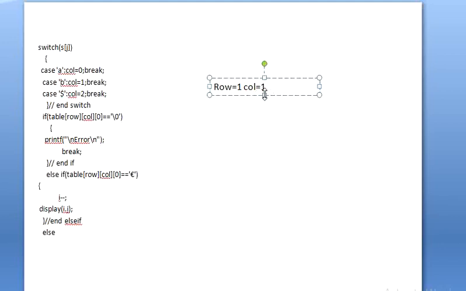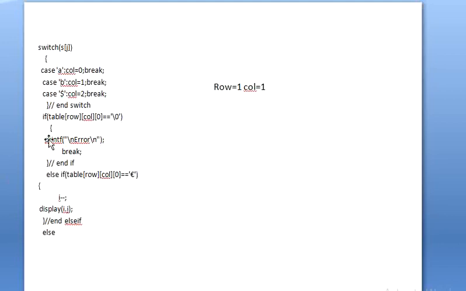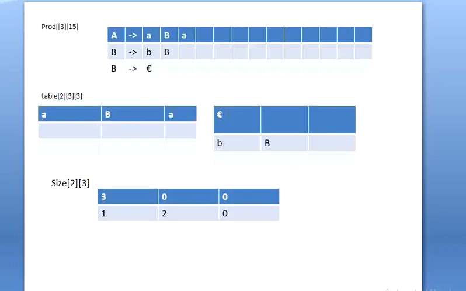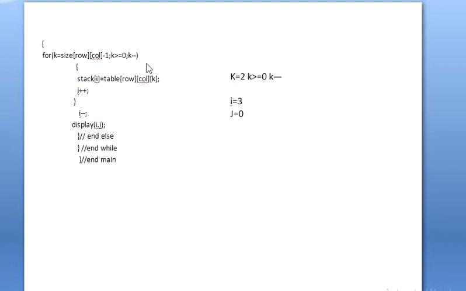Now I am checking 1, 1, 0. Whether 1, 1, 0 is null, go to the table part. So this is 1, 1, 0, right? What is 1, 1, 0? 1, 1, 0 contains B. So 1, 1, 0 doesn't contain null, it doesn't contain epsilon. What does 1, 1, 0 contain? It contains B. Okay, so if it is another thing, go to K.